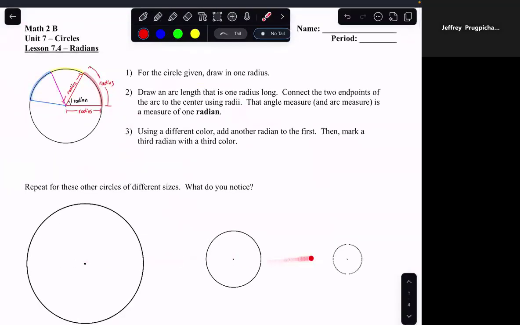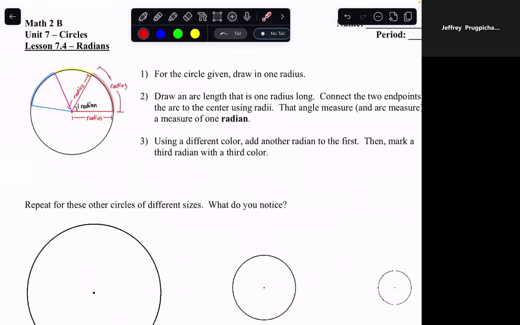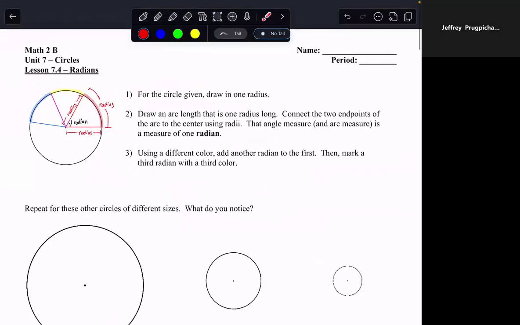So I want you to do the same thing for these circles below. For each one, follow the 3 steps that I did for the first one. Go and take a couple of minutes and try that out.